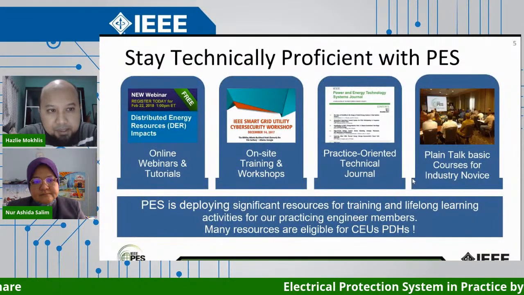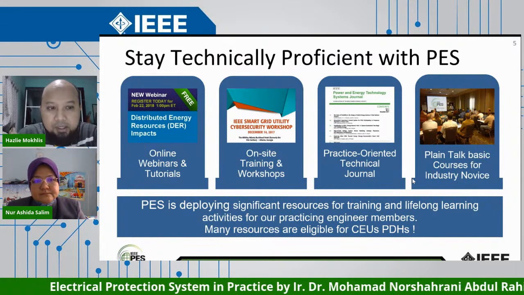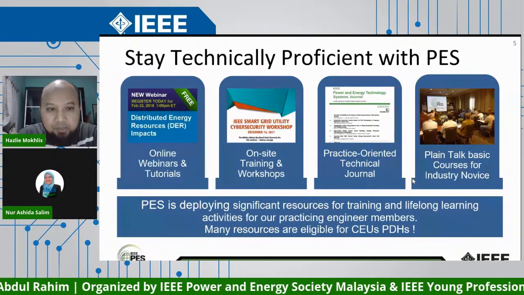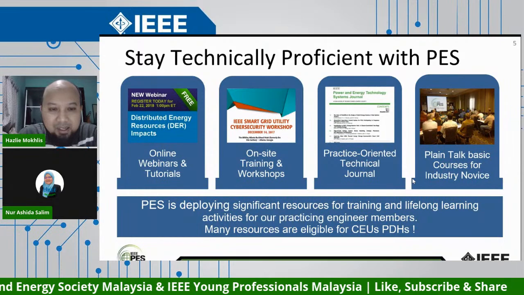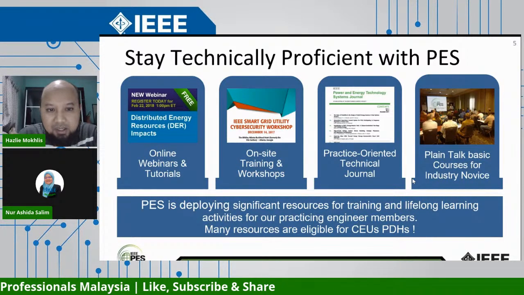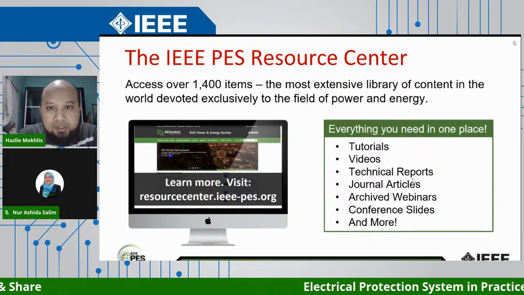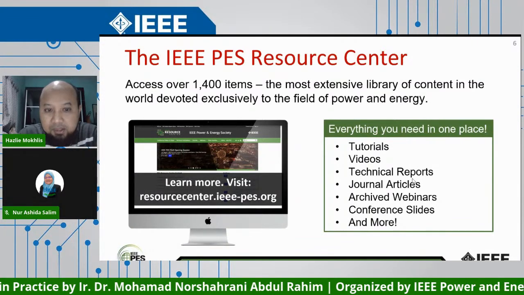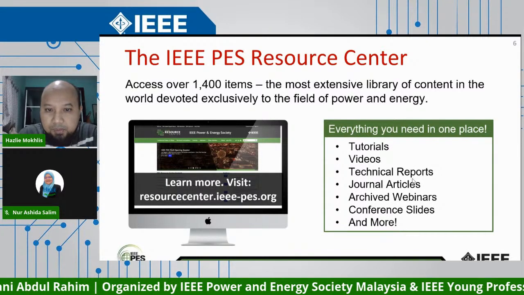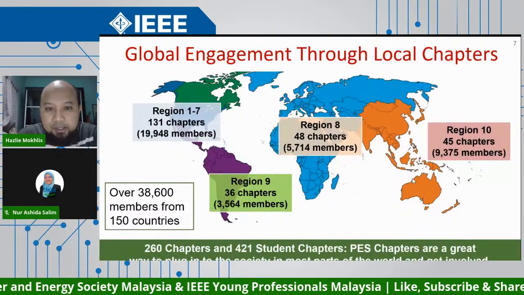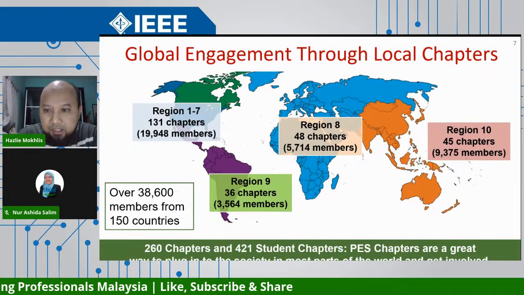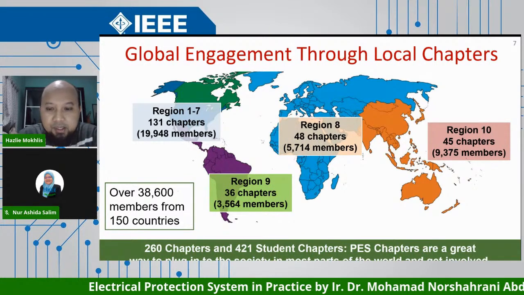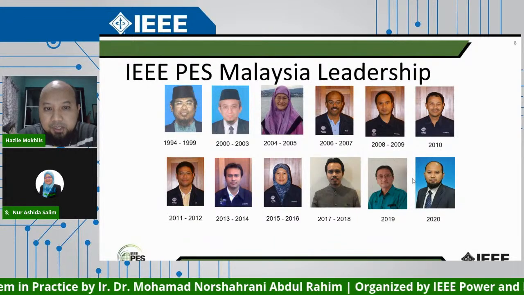Under PES, there are a lot of benefits, especially in terms of the technical aspect, whereby there are a lot of resources that you can find on the IEEE website. However, you need to be a member to get the privilege to access all the resources. For example, we have the IEEE Resource Centers, with a lot of tutorials, videos, technical reports, journal articles, and other interesting technical features. In general, IEEE PES has 10 regions, and Malaysia is under Region 10, together with Australia, China, Thailand, and other Asian countries. And this is the past IEEE PES leadership in Malaysia.